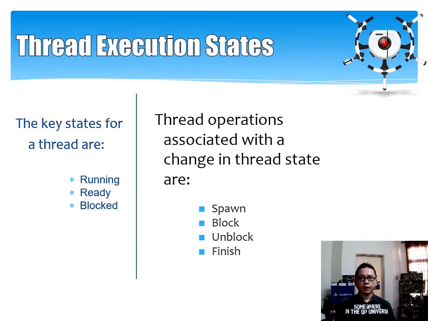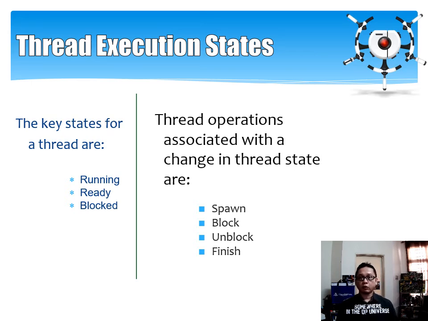So in terms of thread execution states, first of all, we look at the key states for a thread, which are running, ready, and blocked. If you remember, running, ready, and blocked are for active processes. And of course, let's say you are a parent process, so you are giving some of the tasks to the child process. While giving the execution to a child process, this operation constitutes a change in the thread state. So in the thread state, you have spawn, block, unblock, and finish.